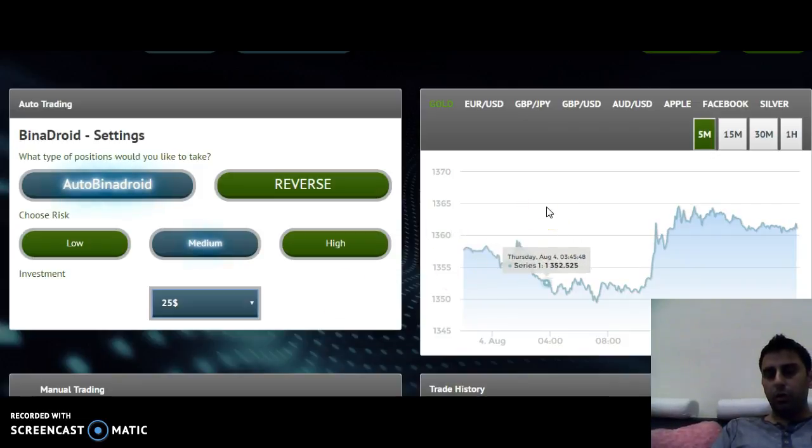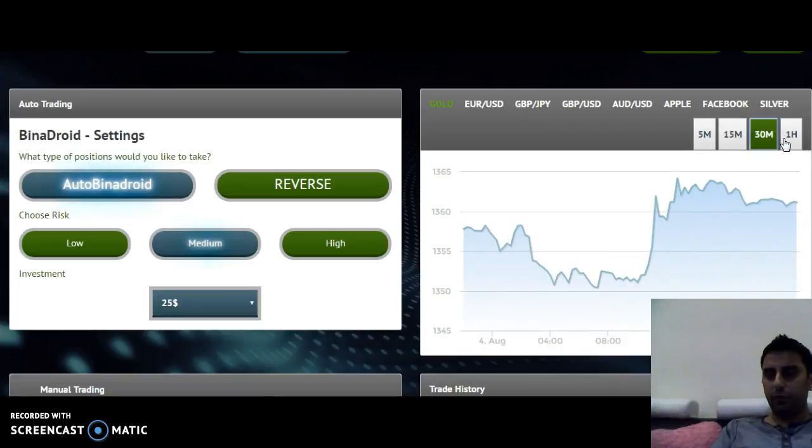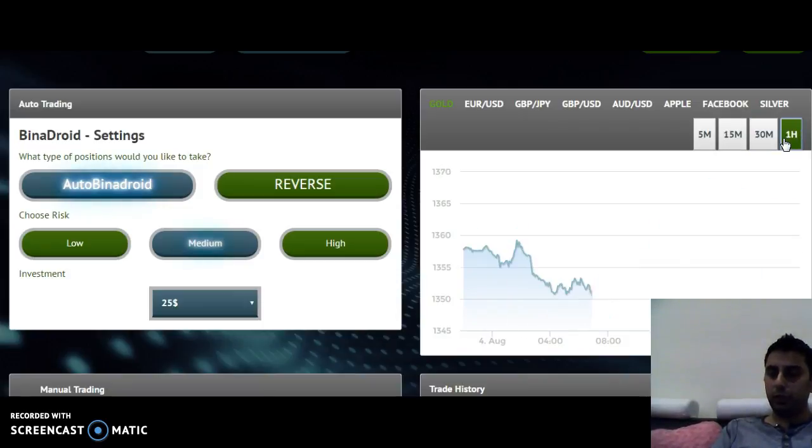Traders who prefer manual trading have the ability to select to view graphical visualization of the latest signals, such as gold, euro USD, AUD USD. You can look at these commodities, currency pairs, and stocks over various time frames, from 5 minutes to 1 hour. This gives you a visualization of what the latest trend is and how strong a particular signal is, which the Binadroid has identified.